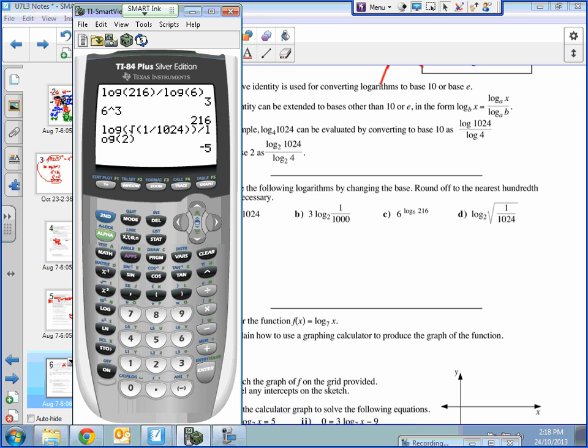The first one, go log of your argument divided by log of your base. Okay, so let's do this last one really quick, and then it'll show you how to use your graph. So there are different ways how to do this as well.